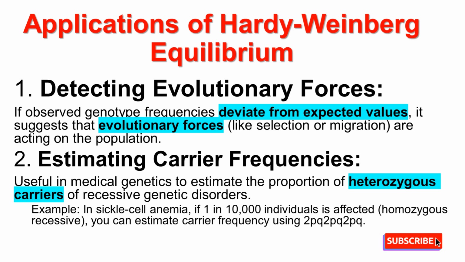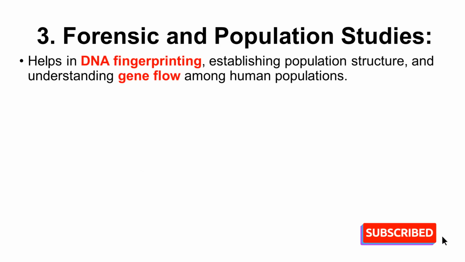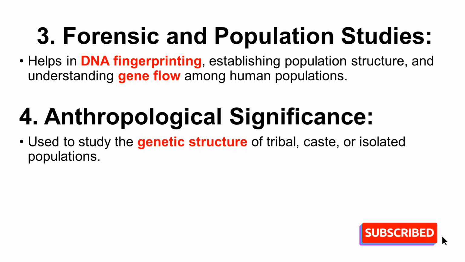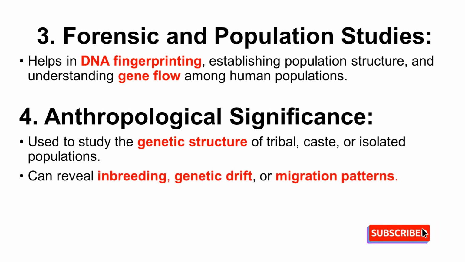Example, in sickle cell anemia, if 1 in 10,000 individuals is affected, homozygous recessive, you can estimate carrier frequency using 2pq. 3. Forensic and population studies. Helps in DNA fingerprinting, establishing population structure, and understanding gene flow among human populations. 4. Anthropological significance. Used to study the genetic structure of tribal, caste, or isolated populations. Can reveal inbreeding, genetic drift, or migration patterns.